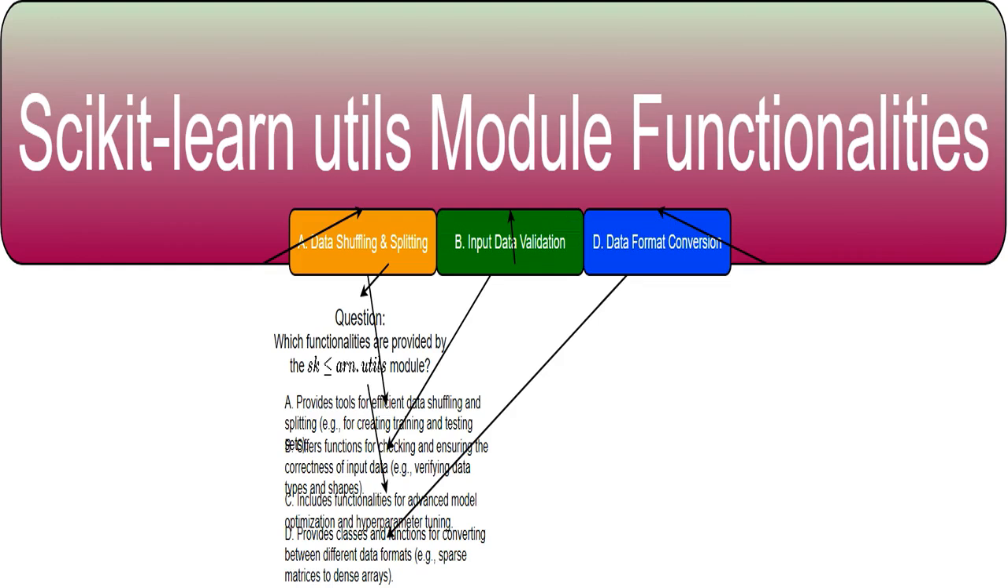This option refers to the ability to randomly rearrange your data, shuffling, and divide it into separate sets for training and testing a machine learning model. Splitting, this is a crucial step in machine learning. And it's something Sklearn utils can definitely help with.